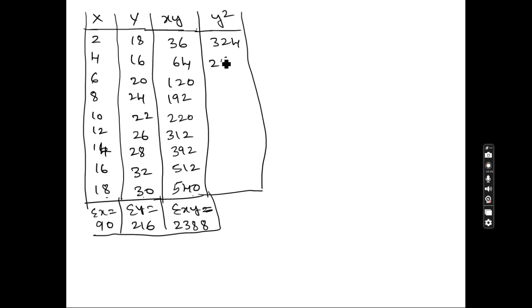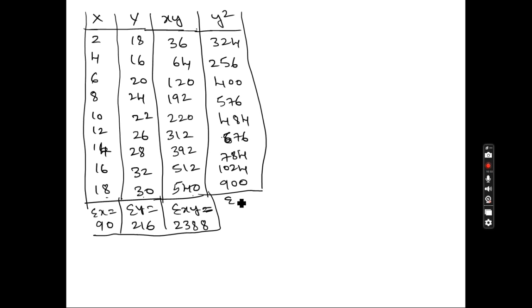324. 16 square is nothing but 256, and 20 square is nothing but 400, and 24 square is nothing but 576, because I remember the square values, so that is the reason I am writing very fast. And 22 square is nothing but 484, and 26 square is nothing but 676. Okay, 676, and 28 square is 784, and 32 square is 1024, and 30 square is 900.